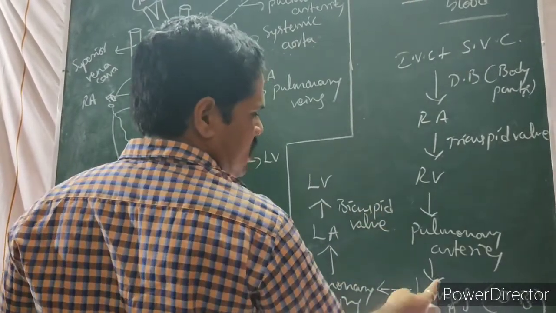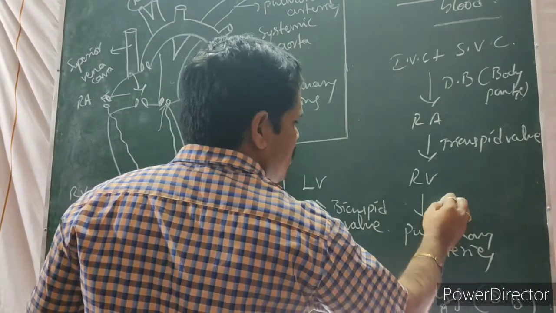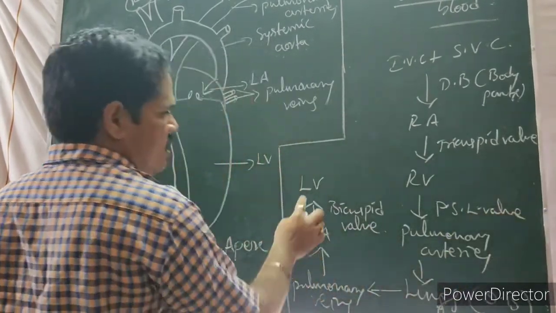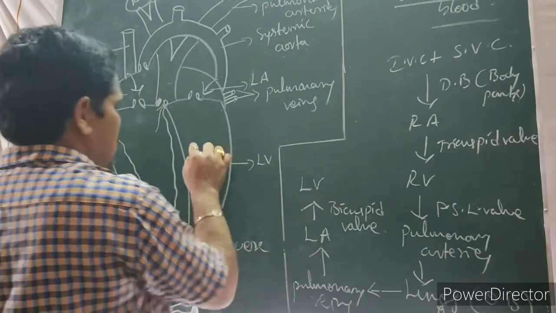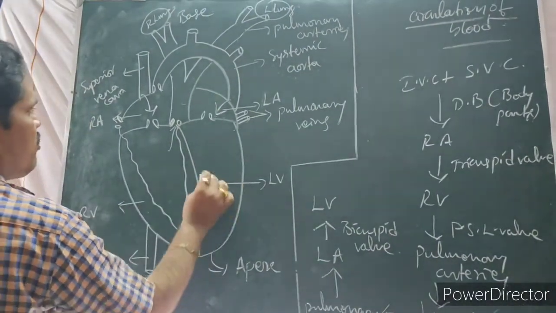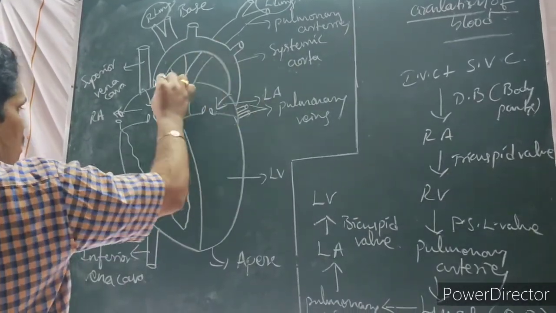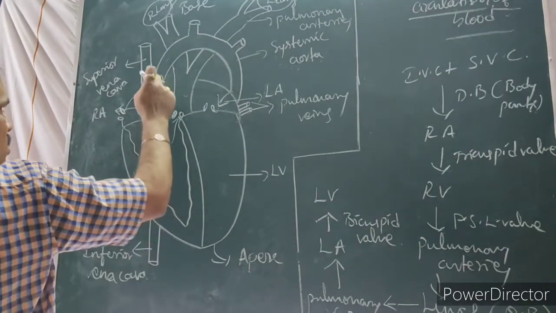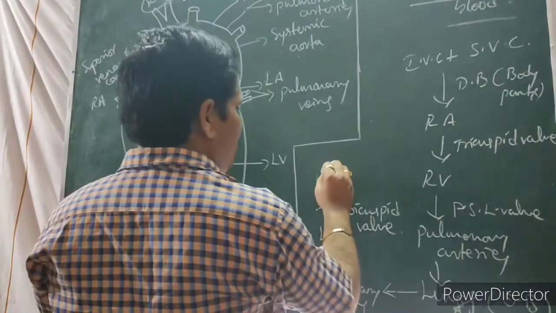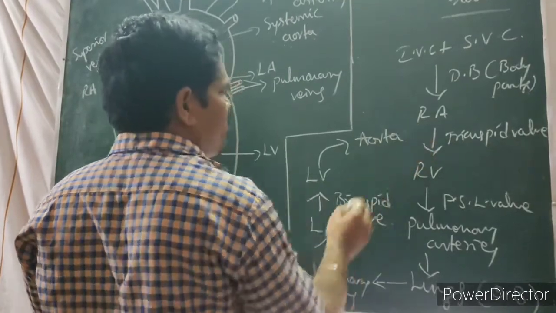Here also, in between the right ventricle and pulmonary arteries, what valve is there? Pulmonary semilunar valve. Then left ventricle. This is the left ventricle. From this left ventricle, the blood enters the aorta. This is the aorta. So in between that left ventricle and aorta, what valve is there? Aortic valves are there.